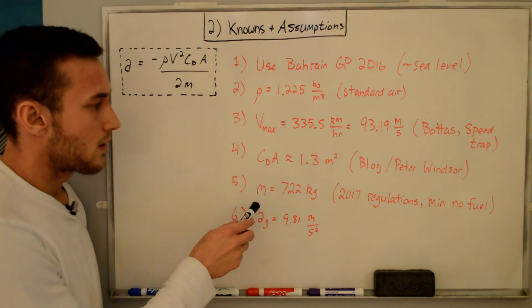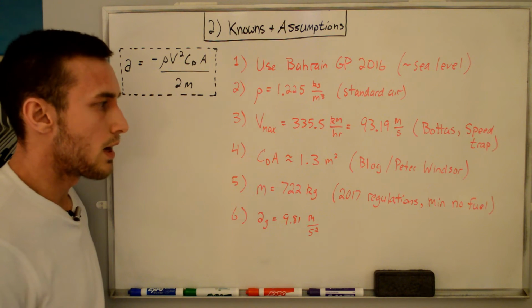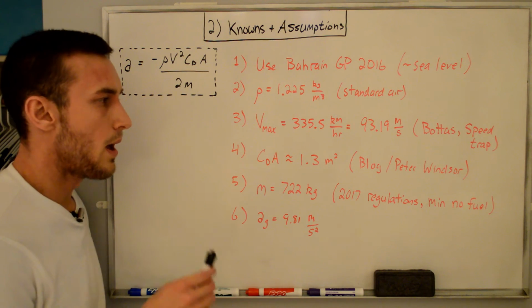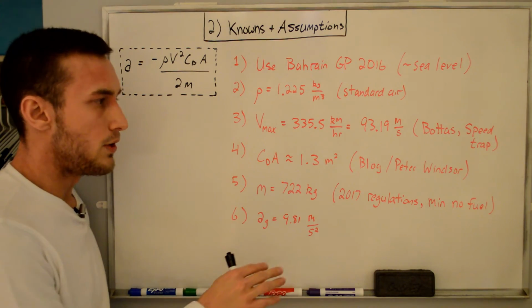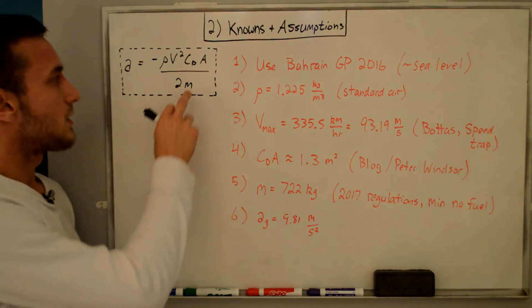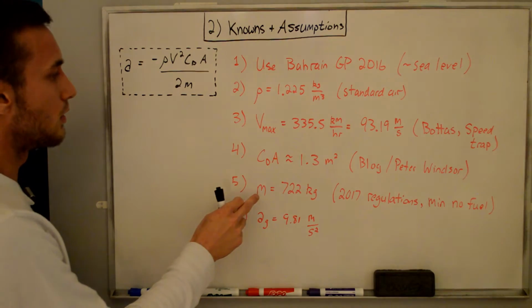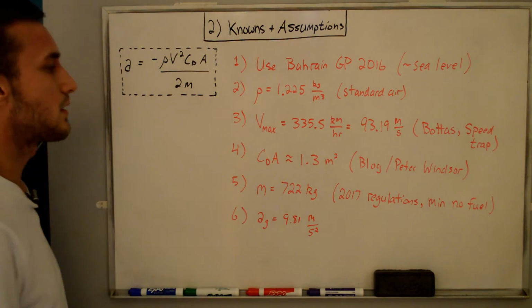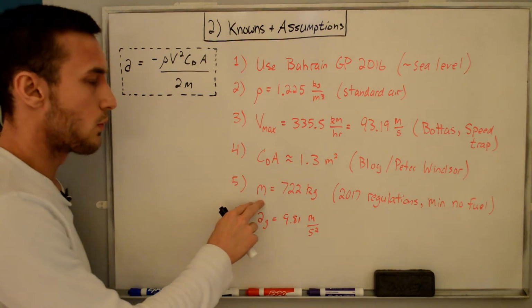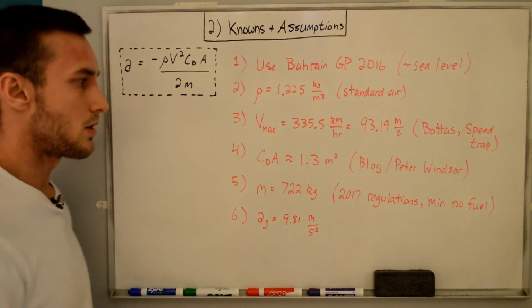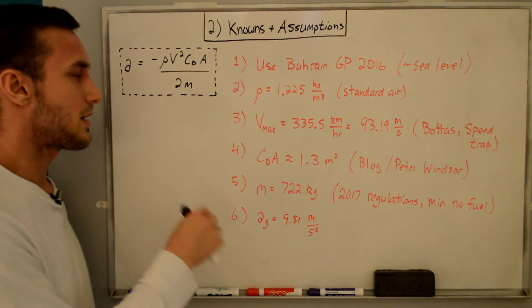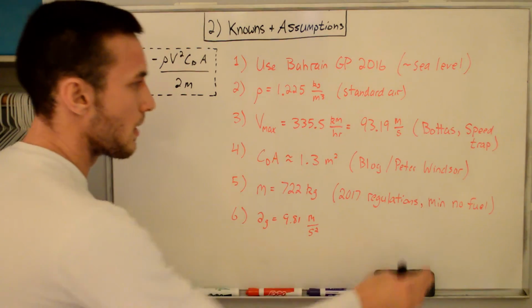The fifth one is that the mass of the car is 722 kilograms. This is from the 2017 regulations, the minimum for the driver, equipment and the car, but with no fuel. You'll see that since the mass is in the denominator, a lower mass will give us a higher deceleration. So I'm just doing this for when the car is almost empty. In qualifying, you want the fastest cars, so you're going to have the least amount of mass that you can have. So we're doing this for no fuel.